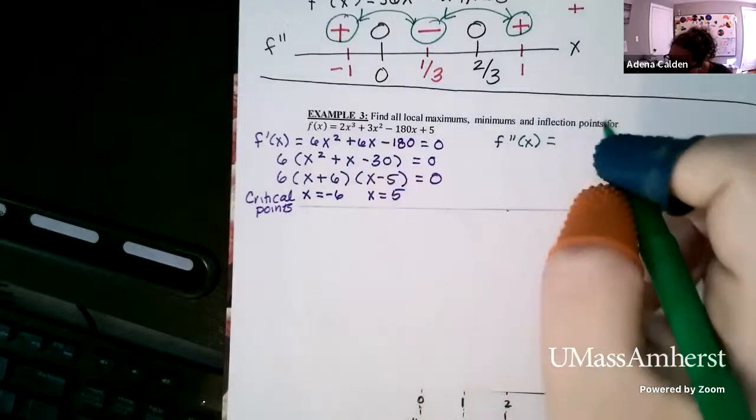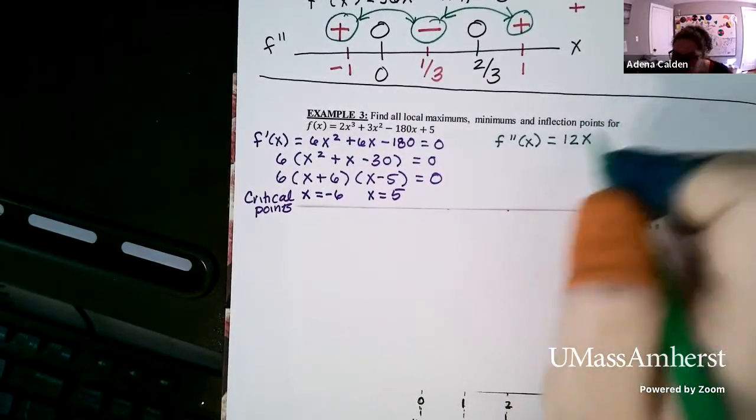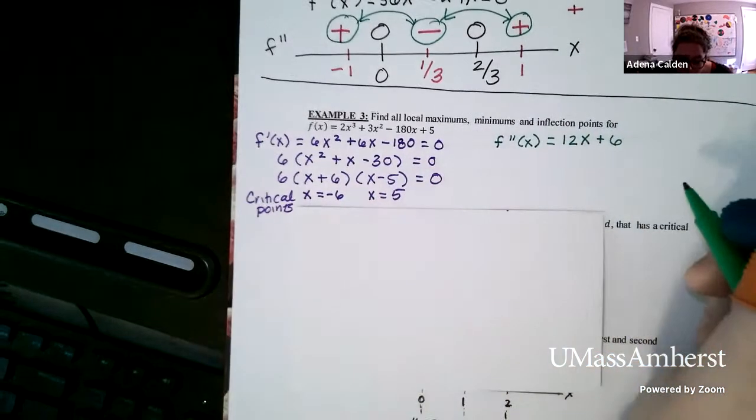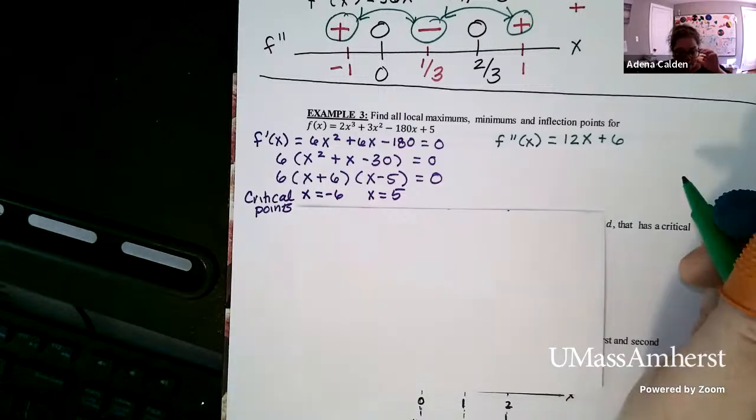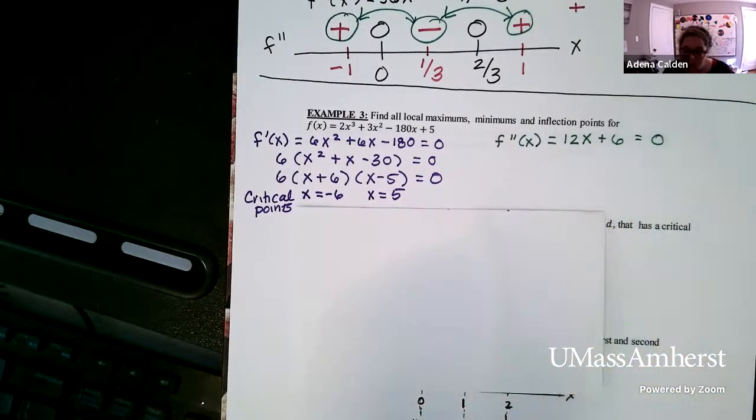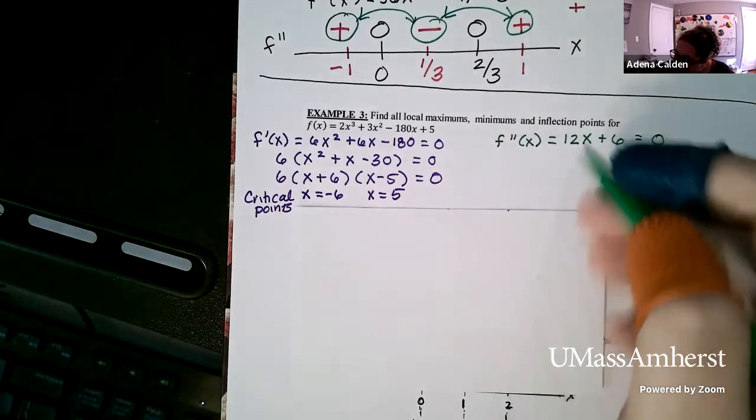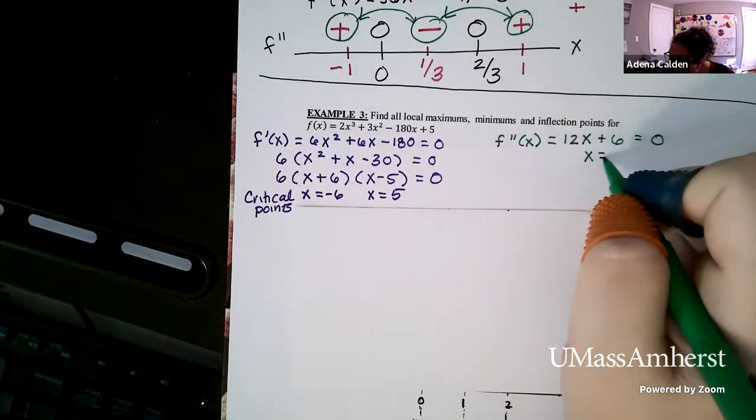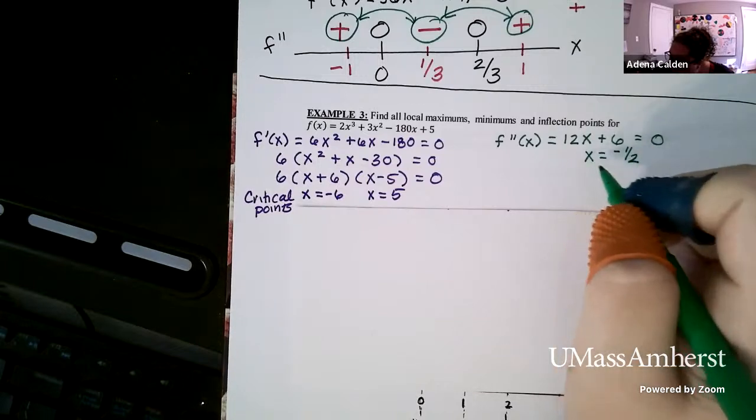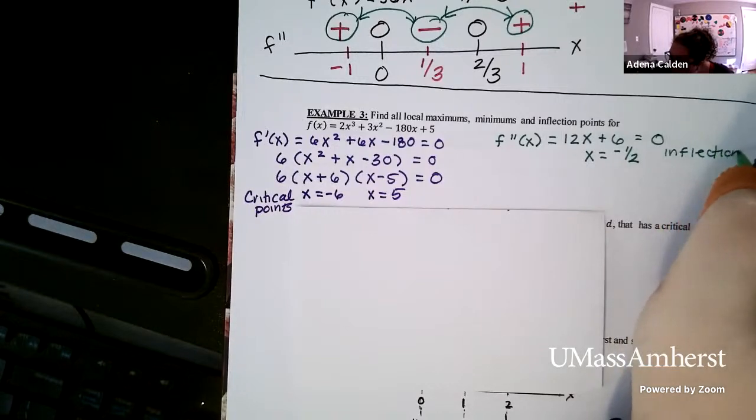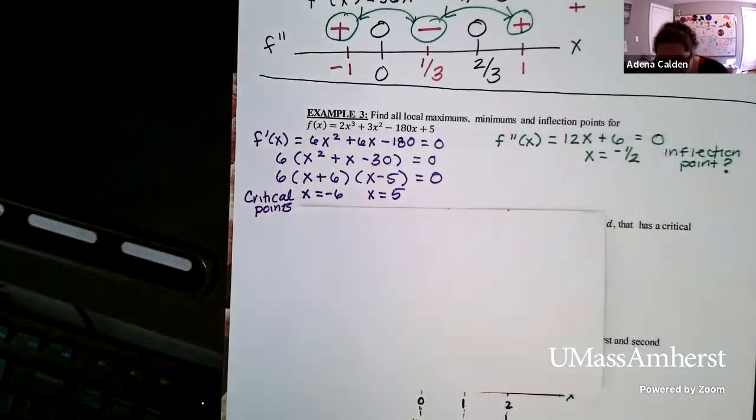So the derivative of 6x squared is 12x. The derivative of 6x is 6. And the derivative of 180 is going to be 0 because that's a constant. Okay, so in order to talk about inflection points, I want to know when does that equal 0. So if I solve this, I can subtract the 6 over and divide by 12. And I get x equals -1/2 as a possible inflection point. So I'm going to put inflection point, question mark, right? Because I haven't tested it yet.